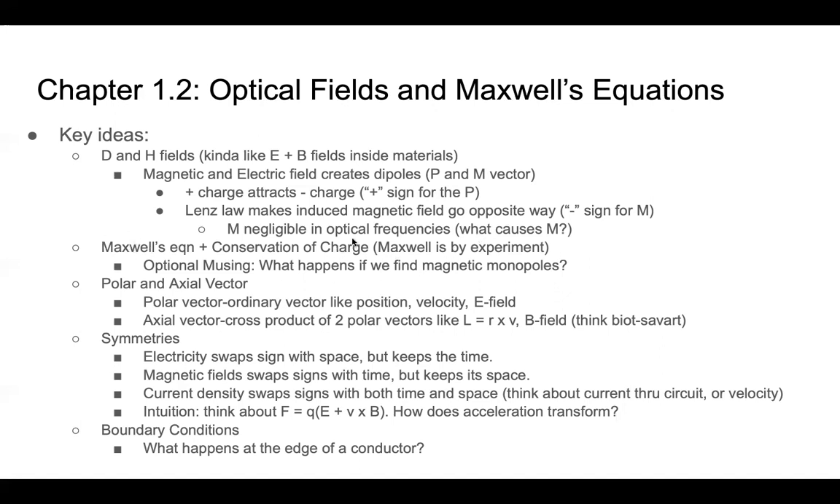And then we talk about Maxwell's equations and conservation of charge. And then there are polar and axial vectors. A polar vector is basically an ordinary vector like position, velocity, or electric field. An axial vector is basically the cross product of two polar vectors. Angular momentum is an example of an axial vector, like R cross V. Magnetic field is also an axial vector, because if you think back to the Biot-Savart law, you have the integral of some differential position crossed with something else, right?